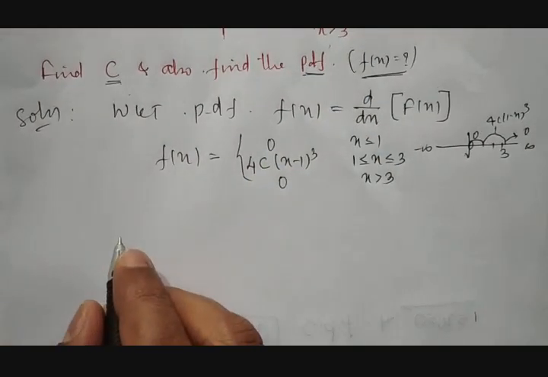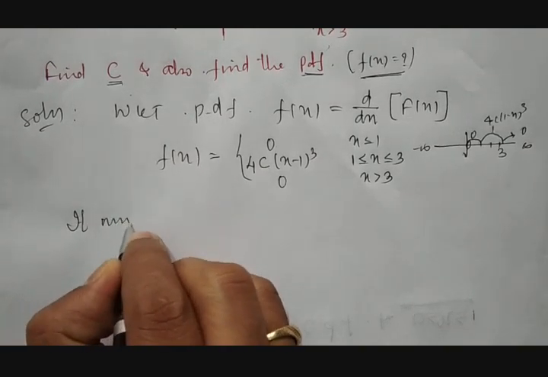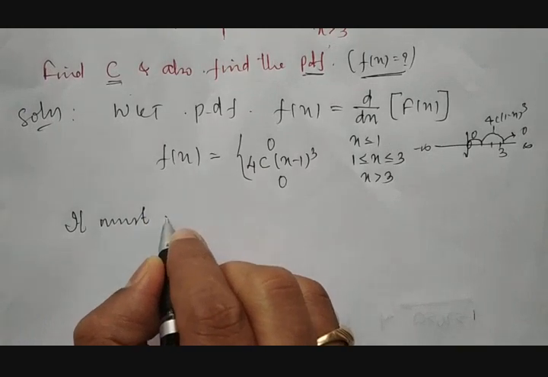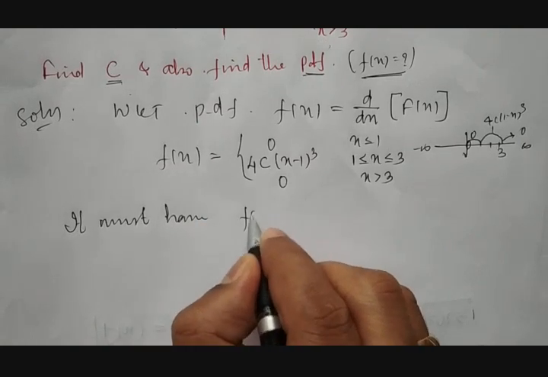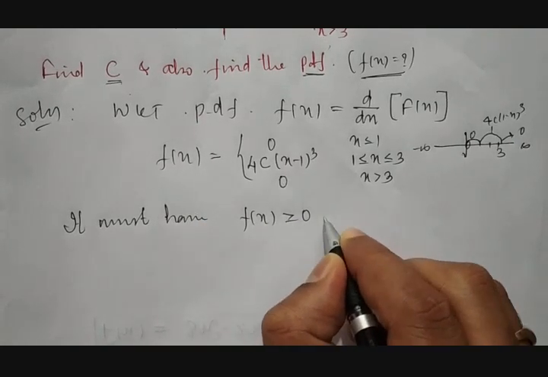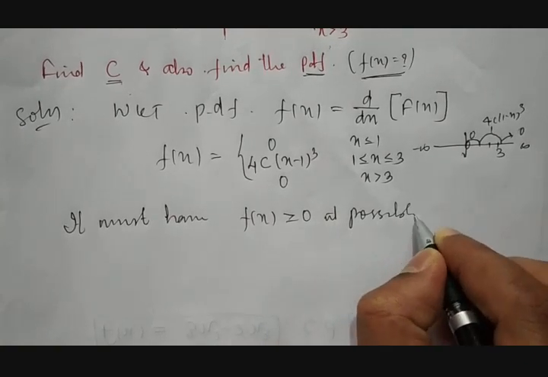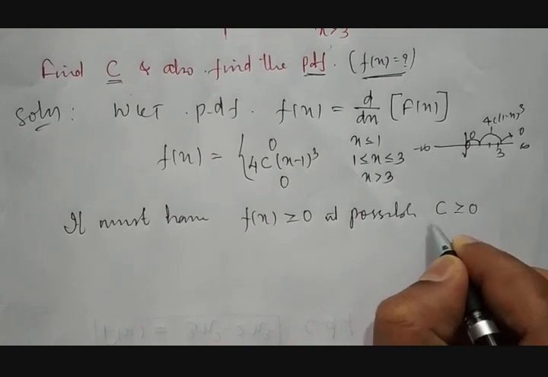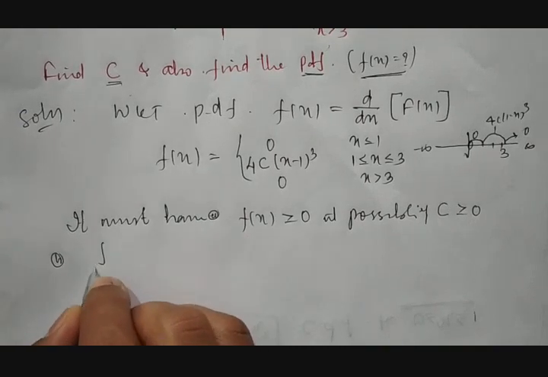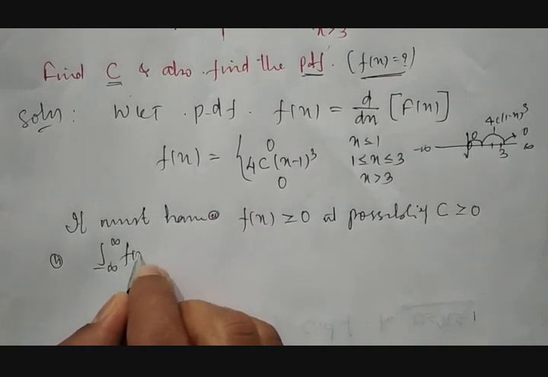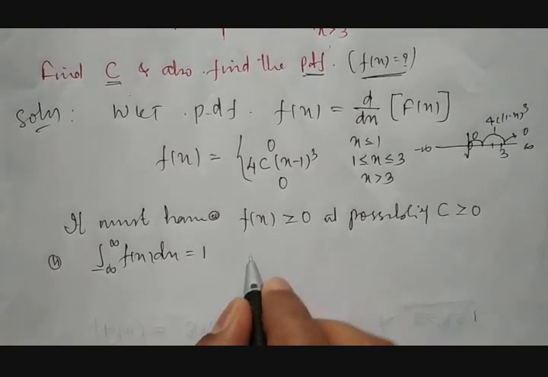To say it is a probability density function, it must satisfy two conditions. One is f of x must be greater than or equal to 0. It is possible if the value of the unknown c is greater than or equal to 0. Second, integration from minus infinity to plus infinity of f of x dx must be equal to 1.